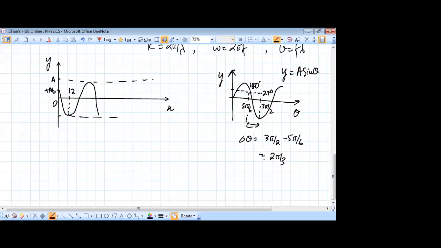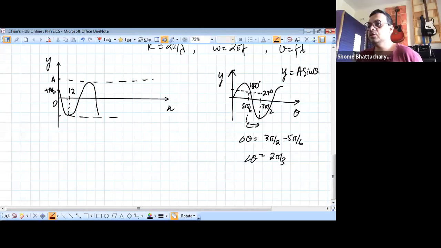Yes, sir. Right, this calculation is correct. So, yahan pe kya hoga? Jo phase difference hai in dono points ke beech, okay, delta phi, wo kitna hoga? K into 12 centimeters hoga. Okay. So, that should be how much? That should be 2 pi by 3.